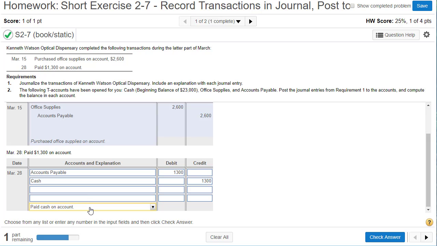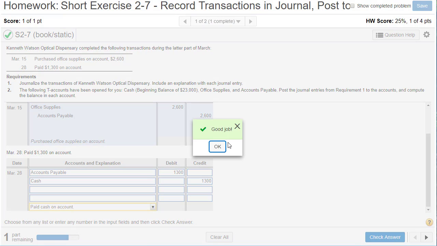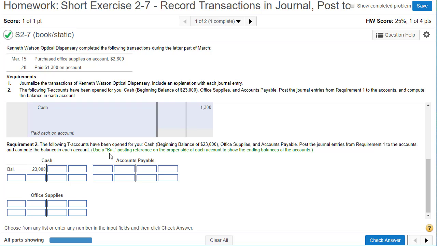A better example of a real world comment here would be, well, who did we pay on account? Is it Home Depot? Is it Walmart? Who? All right. The following T accounts. So these are T accounts. Here's a T account for cash, for office supplies, and accounts payable. So together, these represent the ledger.